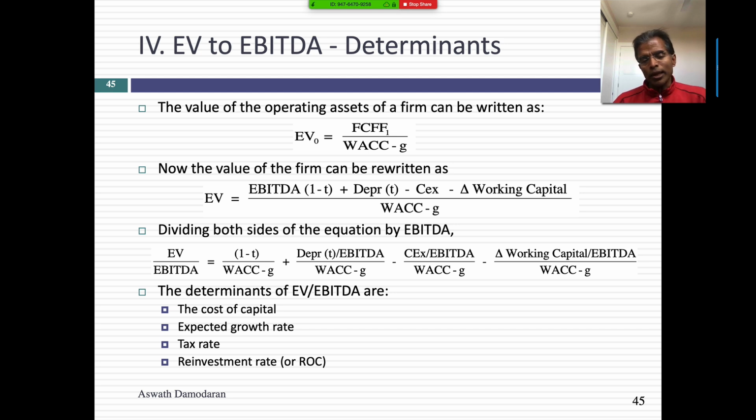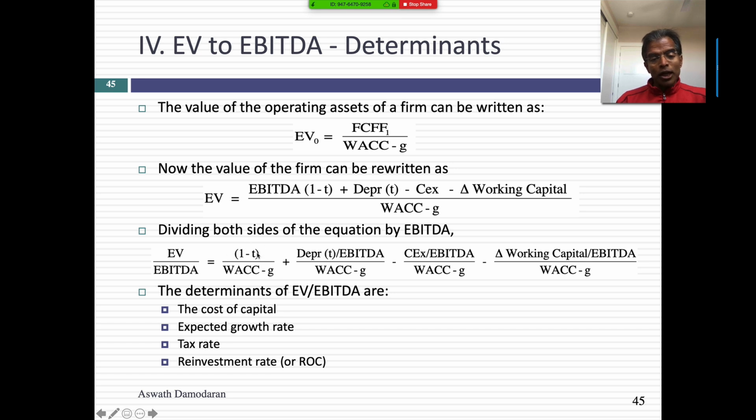You're saying, why are you doing that? It's nice to have EBITDA on the right-hand side. If I'm going to have an EV to EBITDA multiple, it just makes my algebra simpler. That's the only reason. So I divide both sides of that equation by EBITDA. And here's what I get. On the left-hand side of the equation, I get EV to EBITDA. And here are the variables that drive EV to EBITDA. Let's go term by term.